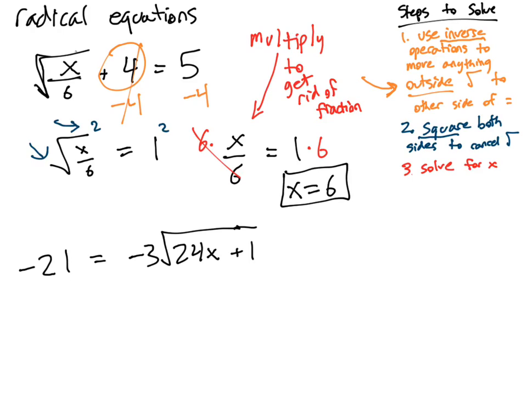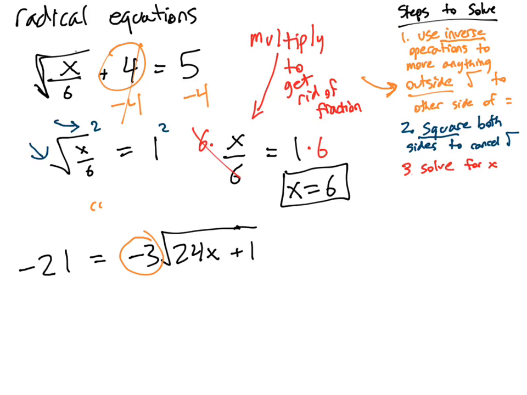Now let's do this example we've got on the bottom. So we need to start with anything that is outside of our radical. And even though there's a minus sign in front of this 3, I do not want to add 3 to both sides of the equation, because that is not the correct inverse operation that will cancel out this negative 3.